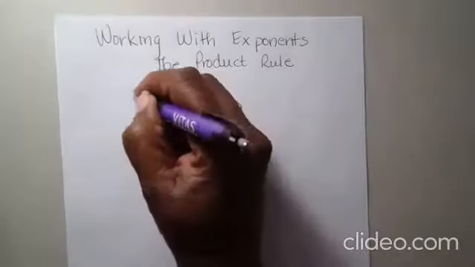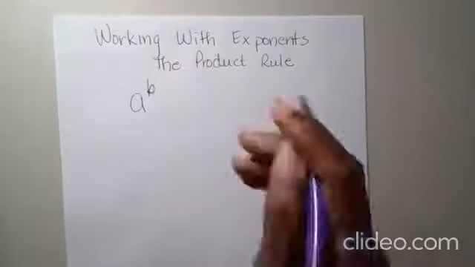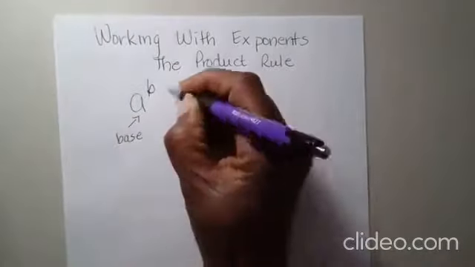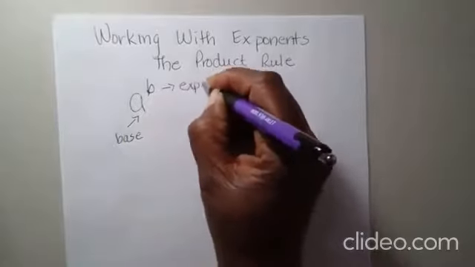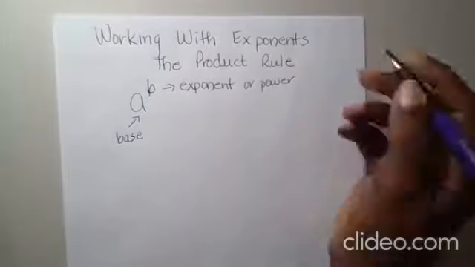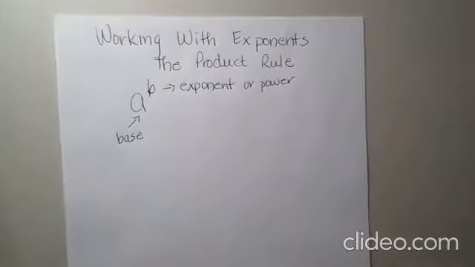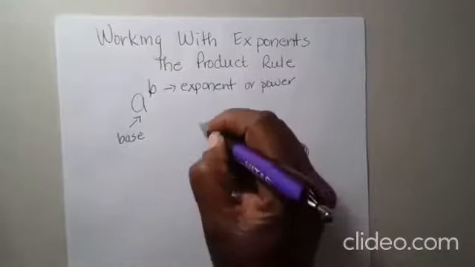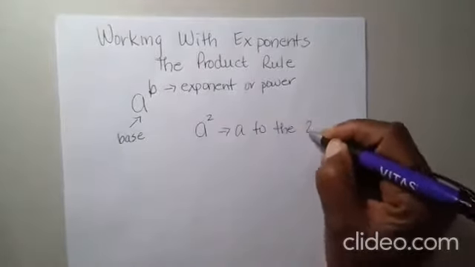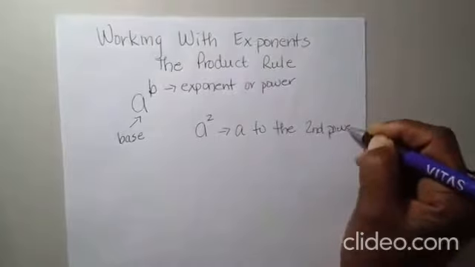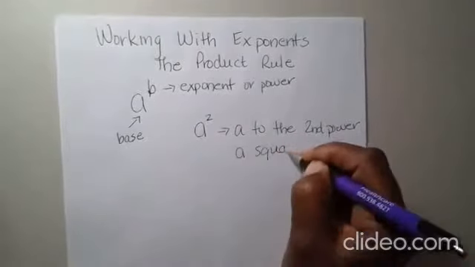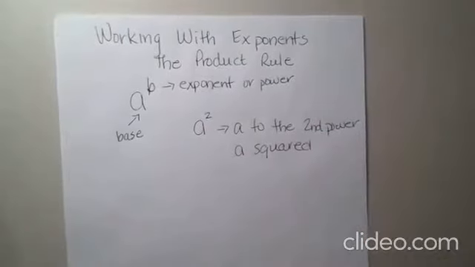Exponents, things like a to the power of b. A, again, is called the base, and b is the exponent or power. You'll hear it referred to as both. You'll hear it referred to as exponents or to the second power, let's say. So if you had a here, this would be a to the second power. Or it could be a squared. These are two ways of saying the same thing.